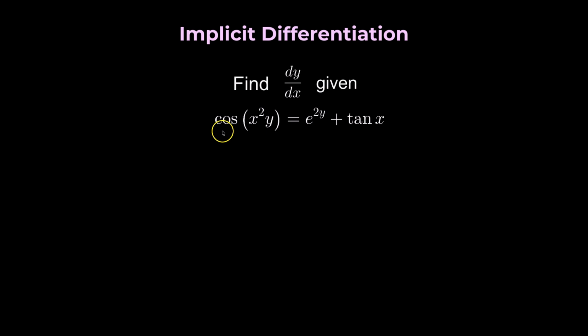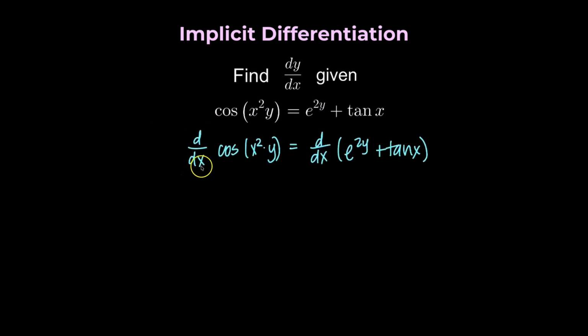So we want to start by finding d/dx of both sides. So here's that operator d/dx, not dy/dx yet, d/dx on both sides. Now the derivative with respect to x of cosine of x squared times y is going to require a chain rule and a product rule. So the derivative of cosine is negative sine, and then we'll leave the inside alone, x squared y, times the derivative of the inside, which is a product rule. X squared is one function and y is another function.